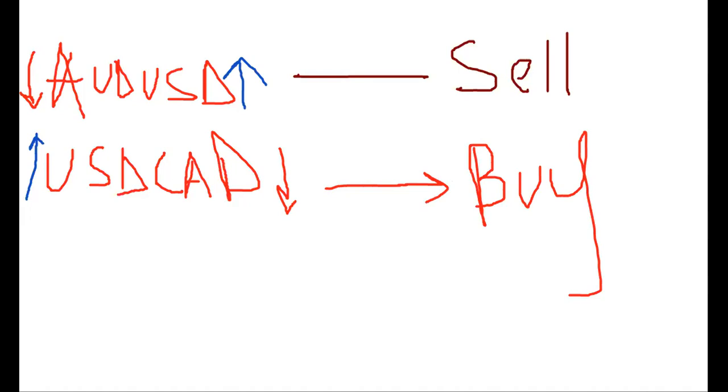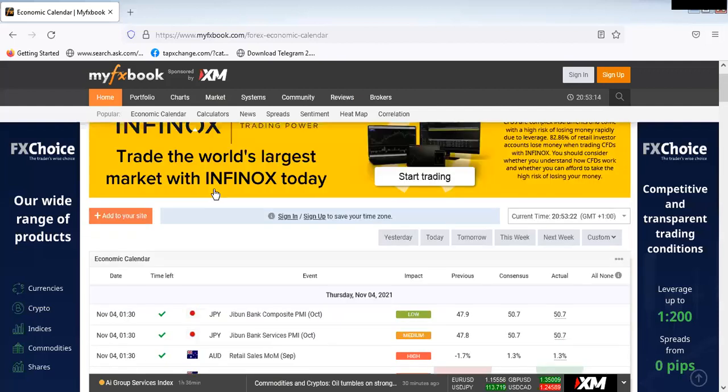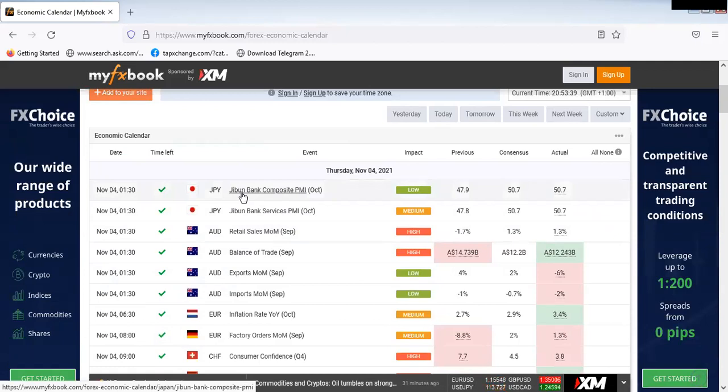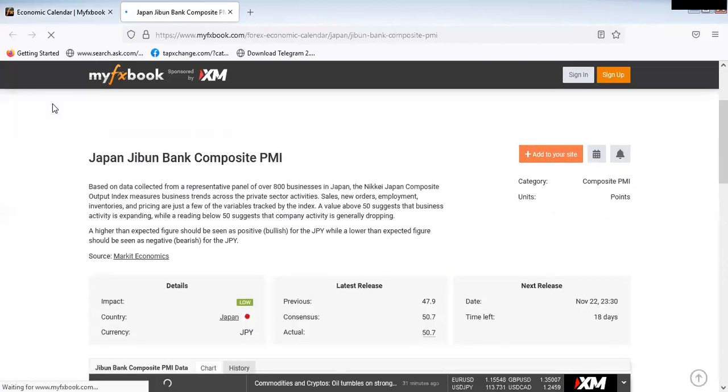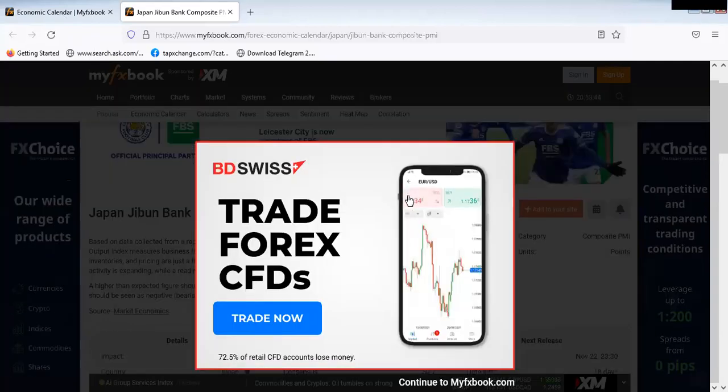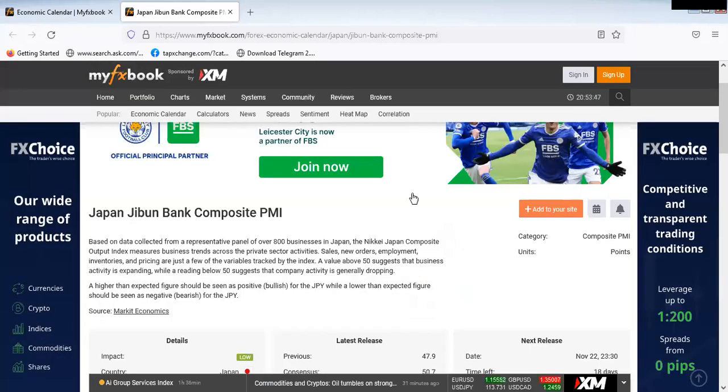So now, how can you take note of this on the chart? Let's come to my chart. Look at this, class. You see that November 4. The time is there. The impact, what is the impact? The news is there. Jibun Bank Composite PMI. You can click on it and read more, for those who like news very well. Based on data collected from a representative panel of over 800 businesses in Japan, you read your story. When you read and see what's happening, you can leave that section, then go back.